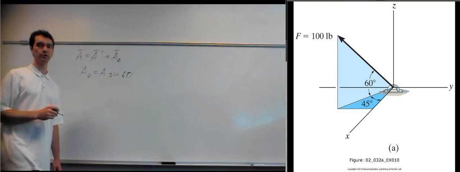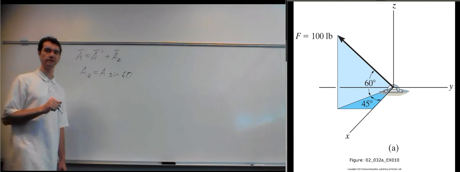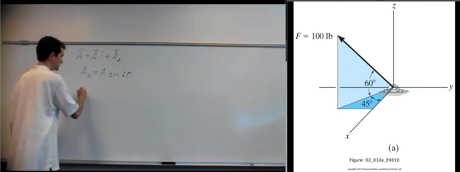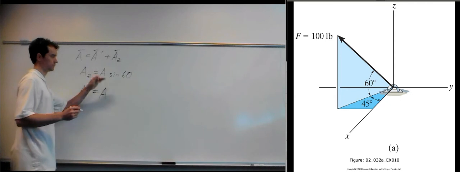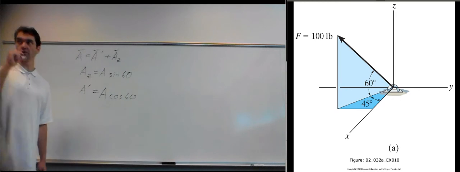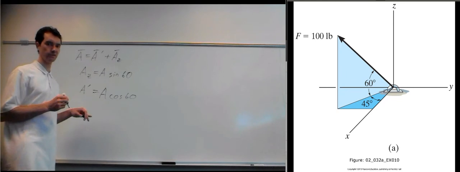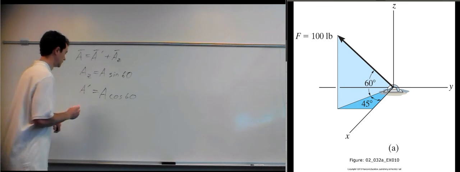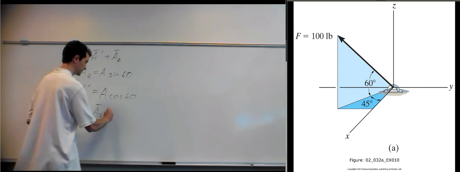So if you look at that light blue triangle, you see the vertical side is opposite the angle 60 degrees. So that tells you need to use sine. So AZ, the magnitude AZ is A times sine of 60. And then the magnitude A prime should follow from that, or you should be able to see it from this one. It's cosine of 60. If you look at that light blue triangle, the side that's next to the 60 degrees is A prime. So that tells you it's cosine of 60. Now that we have A prime, we can get AX and AY because the vector A prime is equal to vector AX plus vector AY.